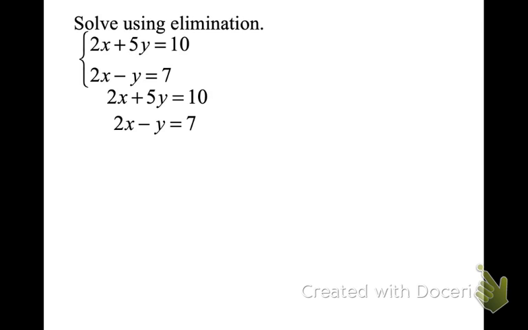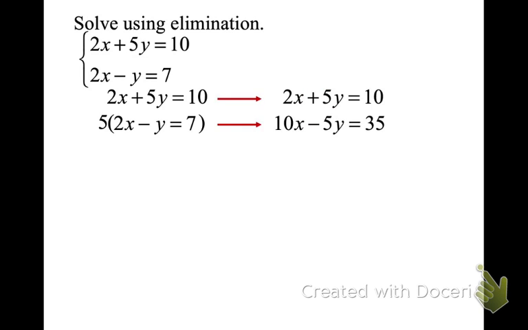Now let's check our work. I have to multiply the bottom equation by 5. All terms. I get 10x minus 5y equals 35. I'm going to add, so I'm doing the addition method or elimination to eliminate. So a positive 2 and a positive 10 make positive 12x. My 5's cancel, and here I'm left with 45.